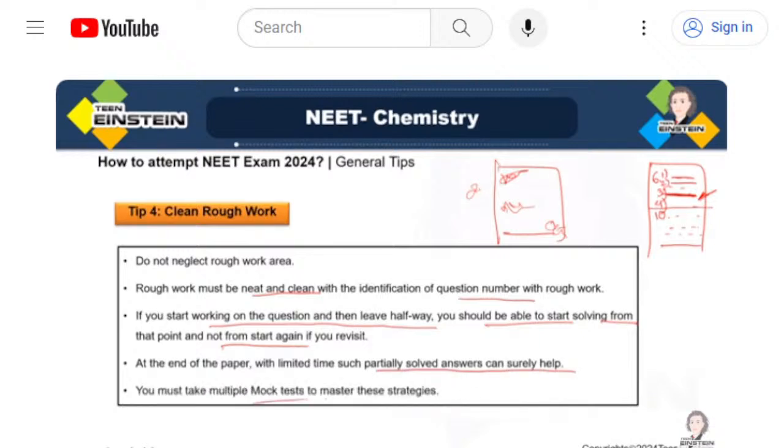You must take multiple mock tests to master these strategies. Obviously, if there is some time left, you can still try this because it is also a strategy, right? So if you really want to master it, you can take the help of mock tests. These are really helpful.